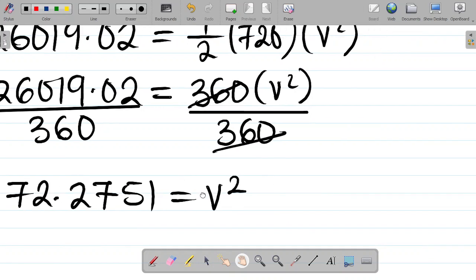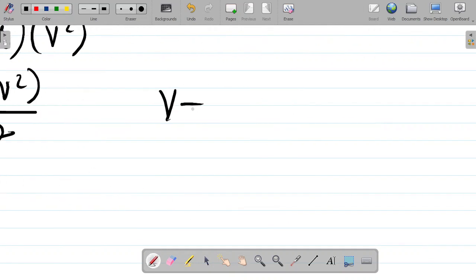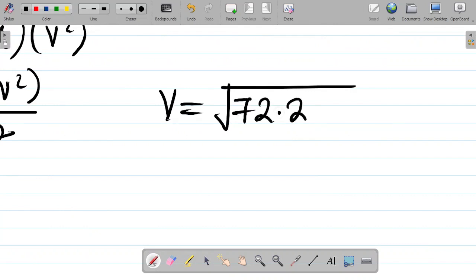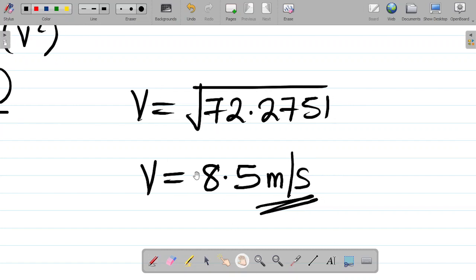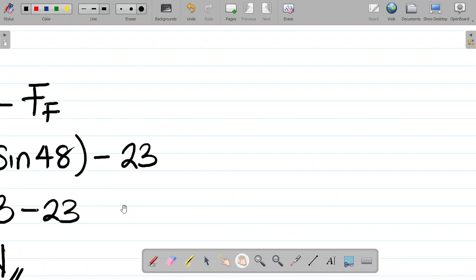So to get the value of v, we'll simply take square roots. So v would now be equal to the square root of 72.2751. And if I do that, my answer here is 8.5 in 1 decimal place. Of course, velocity is in meter per second. So the answer to this question here is simply 8.5 meter per second. And that is how we solve this question.